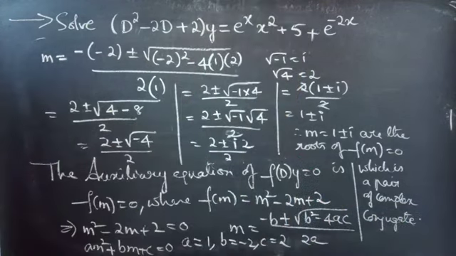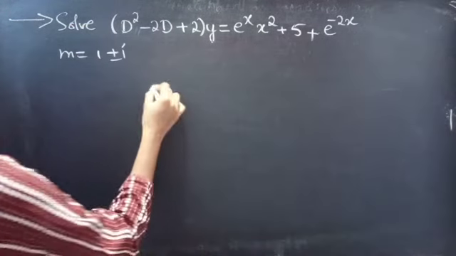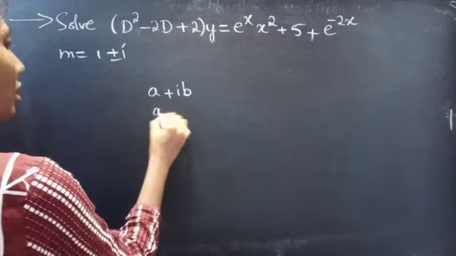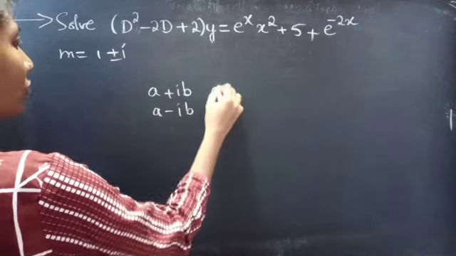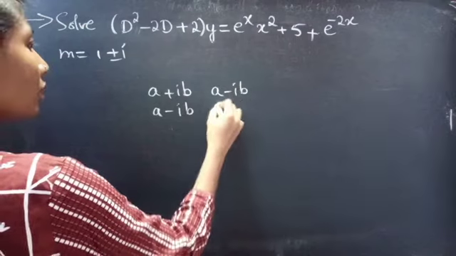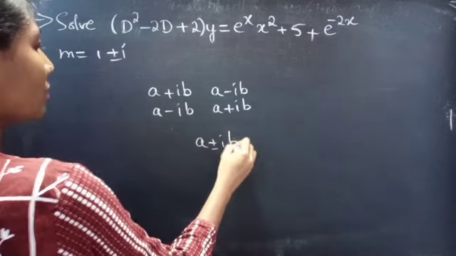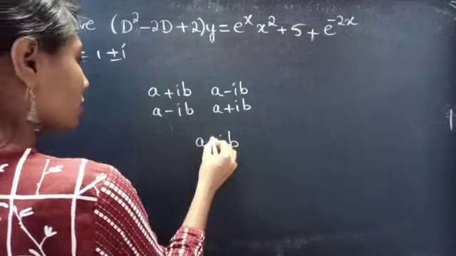Right? Fine. We know that a plus ib is a complex number and its conjugate is a minus ib. If a minus ib is a complex number, its conjugate is a plus ib. Then we can call a plus or minus ib a pair of complex conjugates.